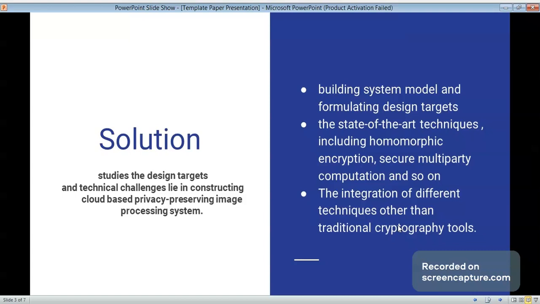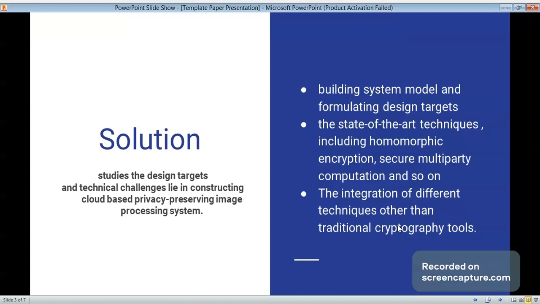And one more thing, the state of the art techniques, including homomorphic encryption and secure multi-party computation, are also discussed. Homomorphic encryption is like the encryption of the data into a code. And in secure multi-party computation, we basically transfer our data to multiple servers, so that we have a better chance of not getting threatened over the cloud.